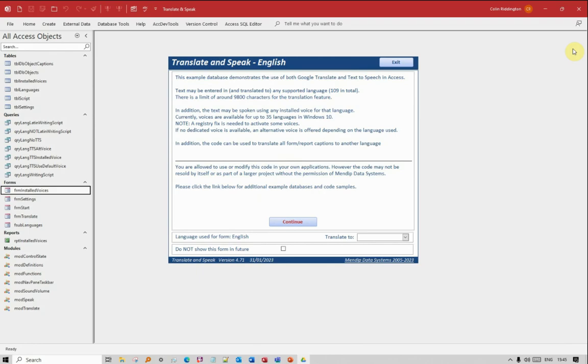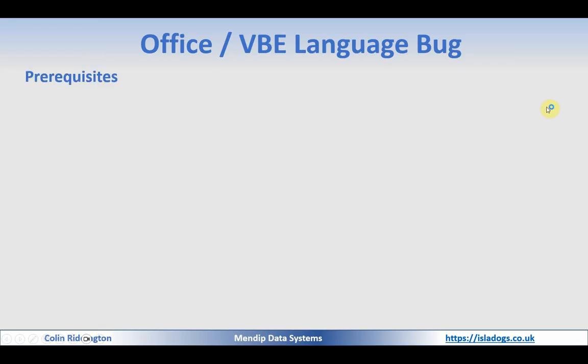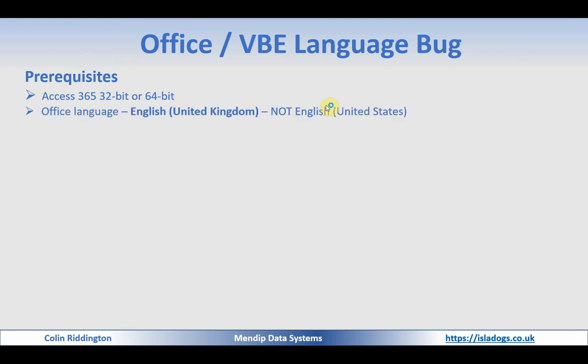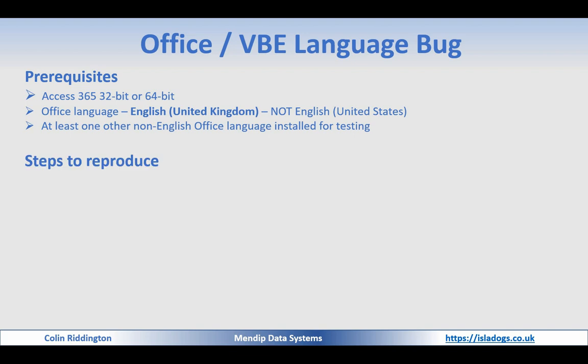Let's just give you a quick summary of what I had to do. The prerequisites to see this bug: you need Access 365, 32-bit or 64-bit. I haven't experienced it in earlier versions, but your experience may vary. You must have English United Kingdom as your Office language. By default, English users will be offered English United States. I deliberately specified English United Kingdom when I installed. You need obviously at least one other non-English Office language installed for testing. This will apply not just to Spanish, but also to German, Italian, French, any other language as far as I know.